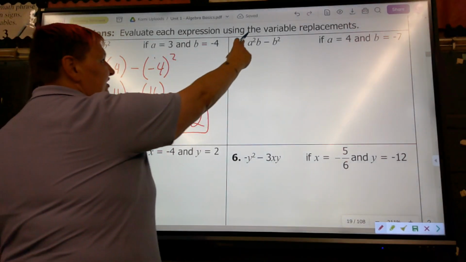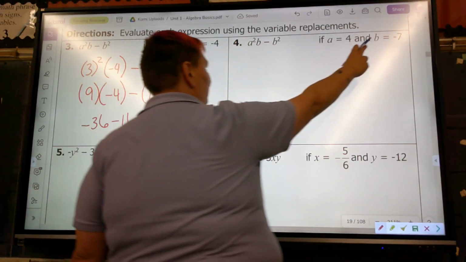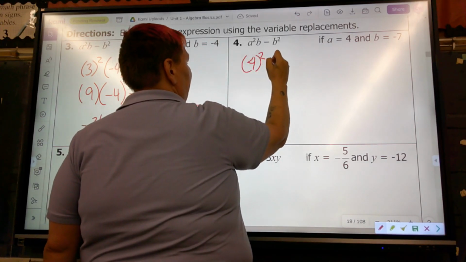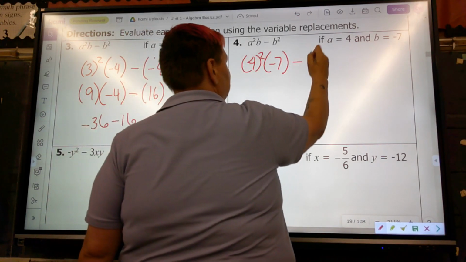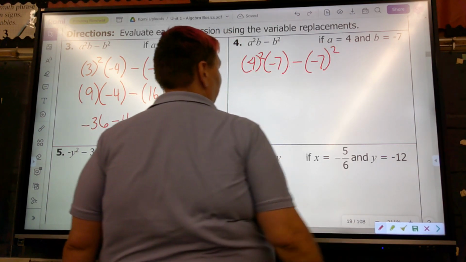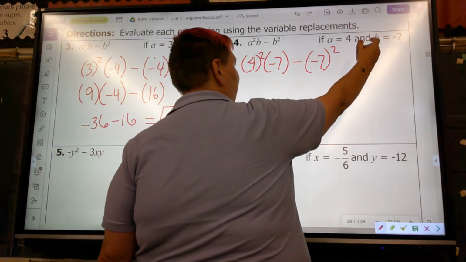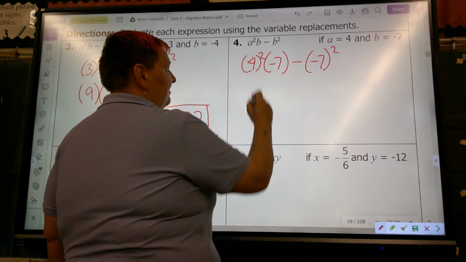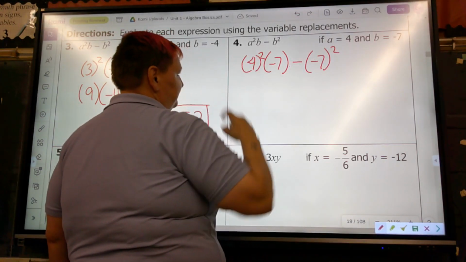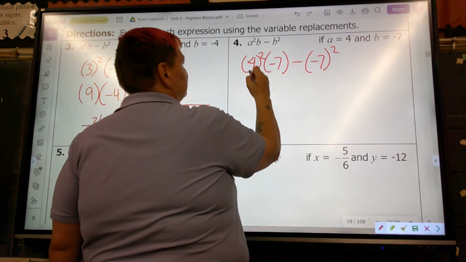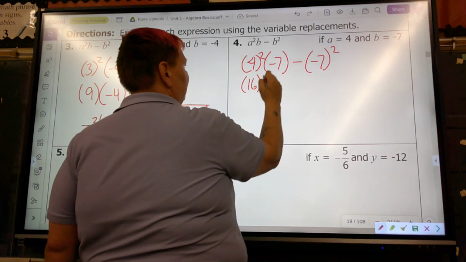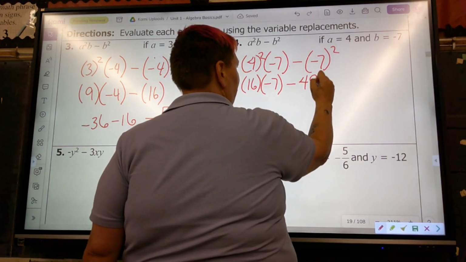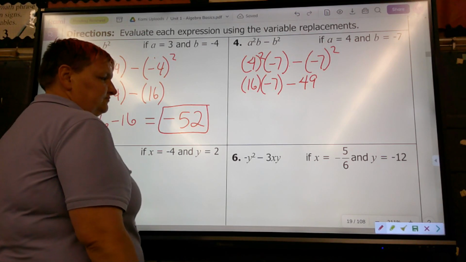Alright? A squared times b minus b squared if a is 4 and b is -7. So a squared b minus b squared. I'm just substituting the value in place of the variable. Exponents first, because there's nothing to do inside the parentheses. So 4 squared is 16 times -7 minus -7 squared is 49.